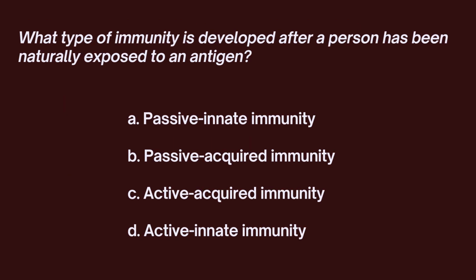What type of immunity is developed after a person has been naturally exposed to an antigen? A. Passive innate immunity. B. Passive acquired immunity. C. Active acquired immunity. D. Active innate immunity. 5 seconds. Correct answer. C. Active acquired immunity.